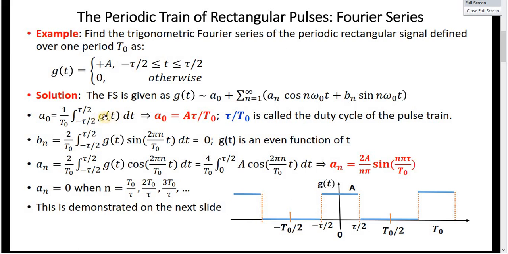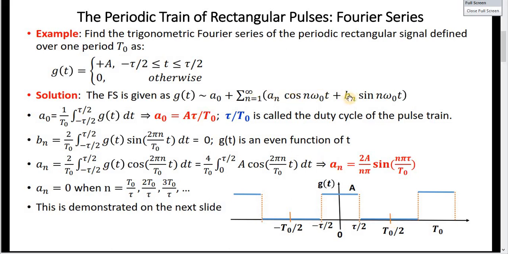Substitute the value of g of t, which is plus A, and so after carrying out the integration, a0 equal A tau over t0. The ratio tau over t0, this is called the duty cycle of the pulse train. The ratio of tau over t0, this is called the duty cycle.